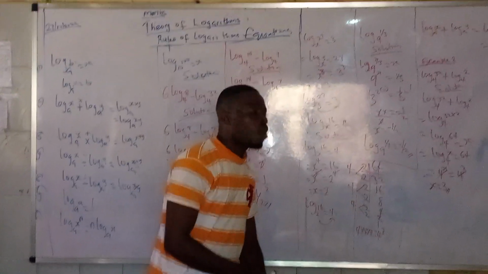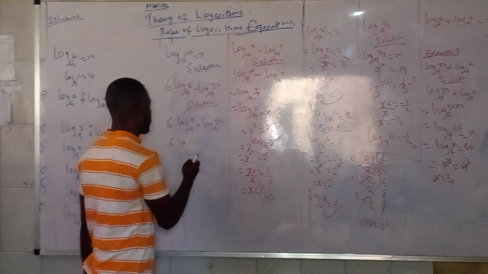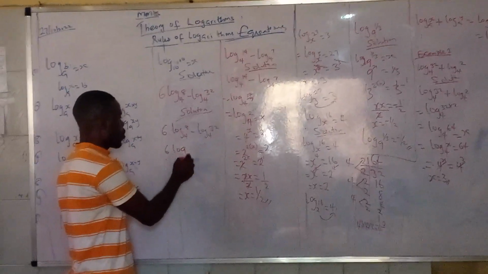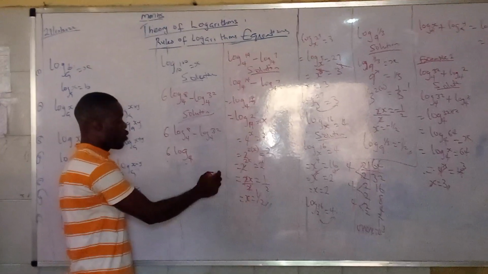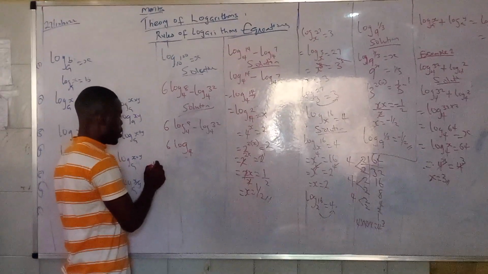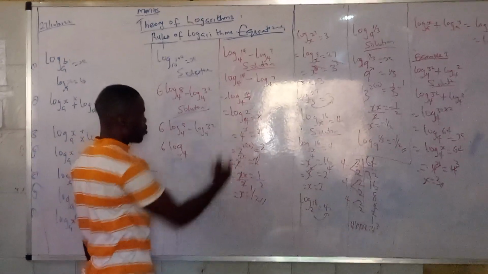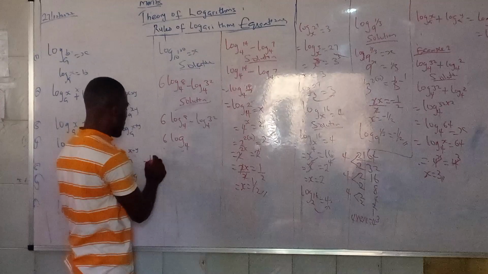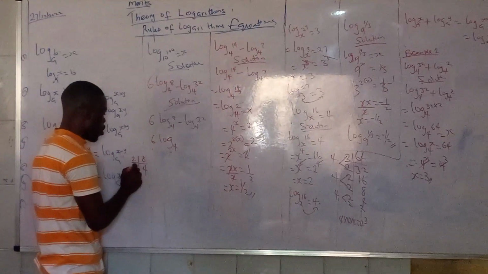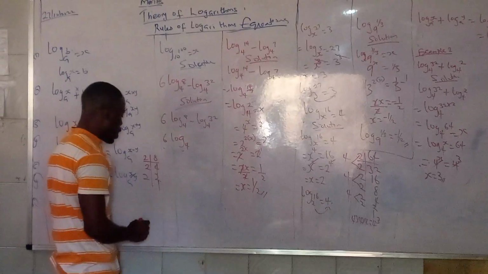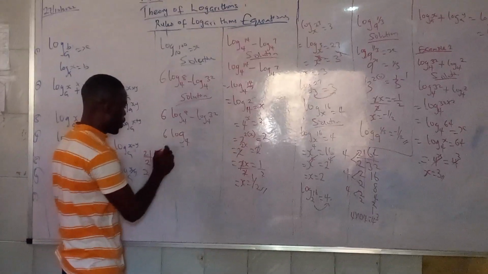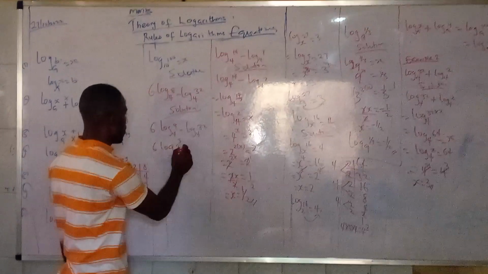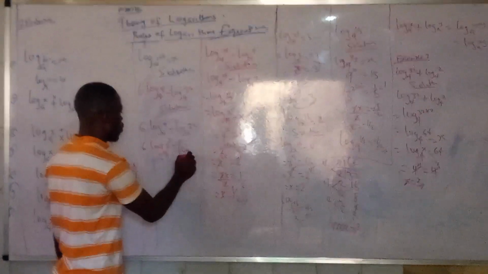So this will give you 6 log 4. We are going to convert 8. You factorize 8. We have 6 log 4. Factorize 8: 2 in 8 will give you 4, 2 in 4 will give you 2, 2 in 2 will give you 1. So this is 2 to the power of 3. You have 6 log 4 to the power of 2 to the power of 3 minus log 4.